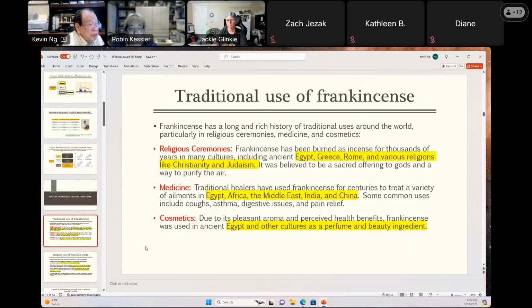Now, what is the traditional use of frankincense? They are used mainly for religious ceremony in Egypt, in Greeks, in Rome, and various religious like Christianity and Judaism. It also has been used widely for a few thousand years by people in Egypt, Africa, Middle East, India, and China. And of course, because of the fragrance and the aroma, it has been widely used in Egypt.